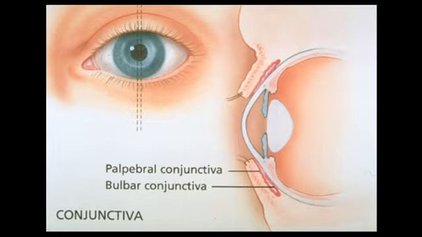This is another cross-section showing mainly the eyelids, but what I'll point out is the bulbar conjunctiva that covers the sclera that then continues and reflects off the eye onto the eyelid, where it becomes the palpebral conjunctiva.